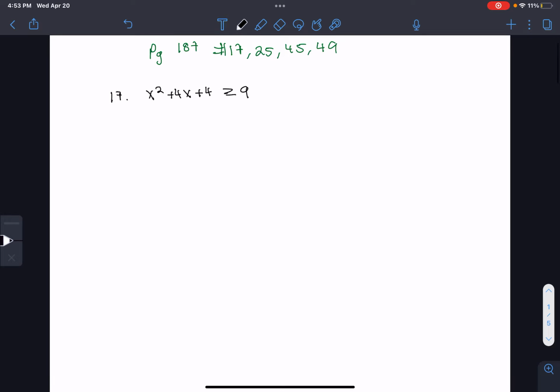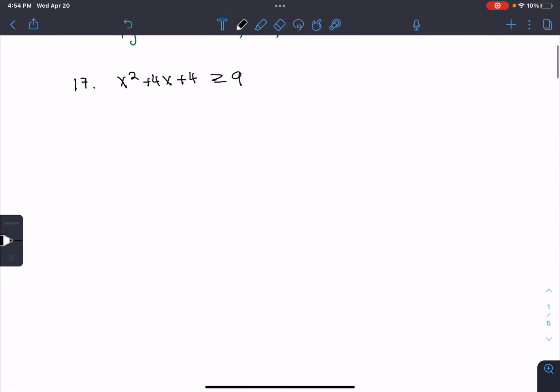So when we see this first question, I want you to notice that this is first of all a quadratic equation. So let's get everything on the same side first. That means that we're going to subtract our 9. And then for now, we're not going to worry about the inequality sign. So we're going to do x squared plus 4x minus 5 equals 0.